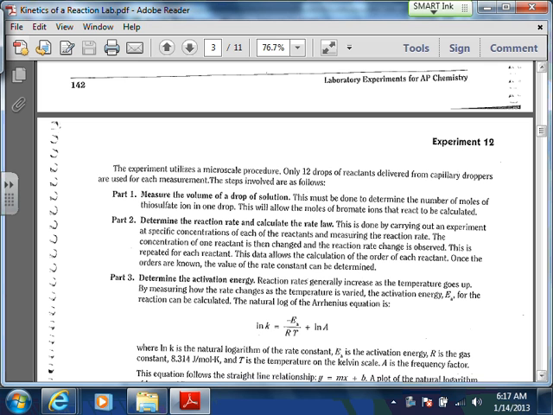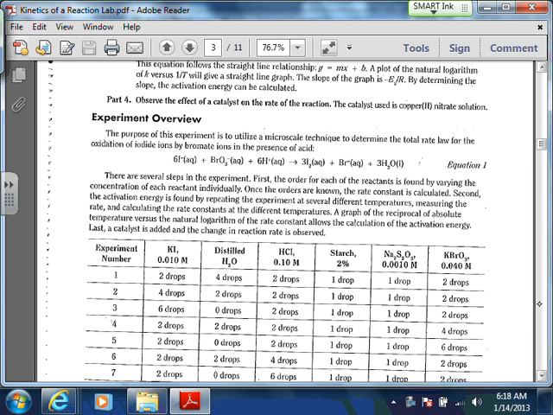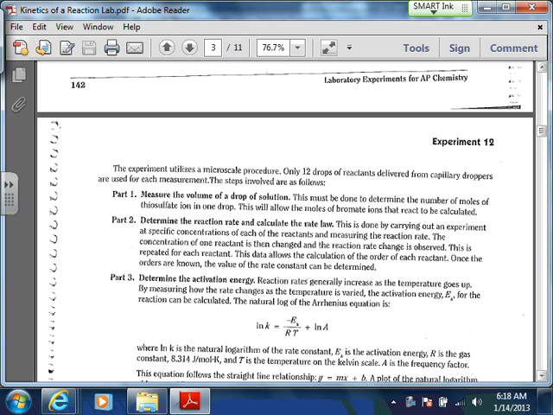Okay, so 4 parts to the lab. The first part, you're just going to measure the volume of a drop of solution using your pipette. Okay, that's not difficult, but that's the first thing you have to do in order to be able to do the rest of the lab. It's going to save you a lot of time rather than having to figure out volumes and stuff like that. You can measure the volumes based on drops.